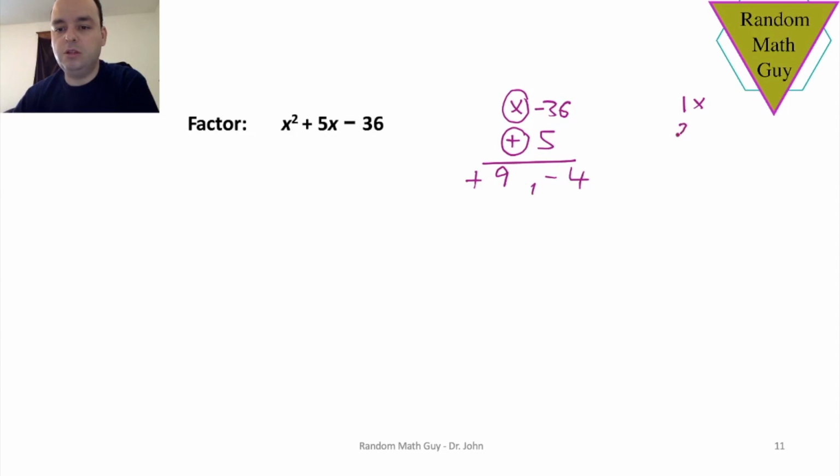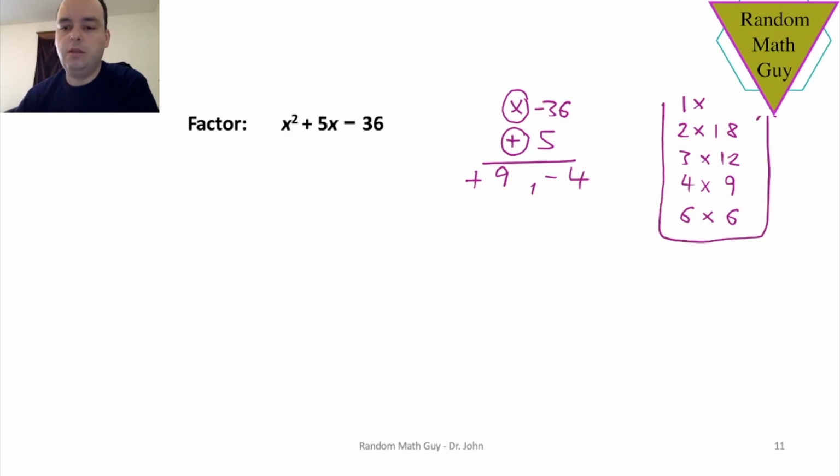1 times 36, 2 times 18, 3 times 12, 4 times 9, 6 times 6. You see how it wraps on itself? I go up, and then I go up again. That's how you know you've looked at all of them. The last thing you want to do is write down factors and just kind of scramble them around and aimlessly write things down. So in this case, we need a difference because that product is negative. We're looking for a difference of 5. And there's the numbers that differ by 5.